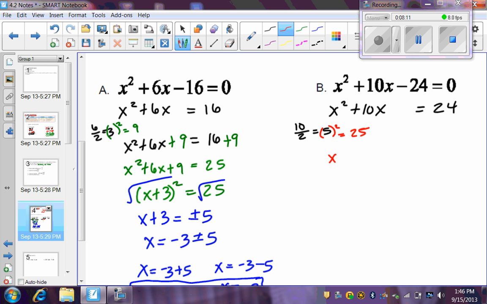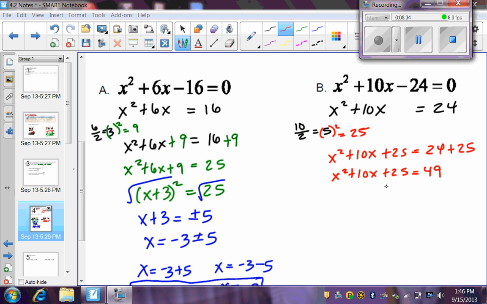So that gives me x squared plus 10x plus 25 equals 24. I added 25 to the left, so I have to add 25 to the right. So now I have x squared plus 10x plus 25 equals 49. Now the left side is a perfect square trinomial, so we can factor that. That's going to factor to (x plus 5) squared equals 49.